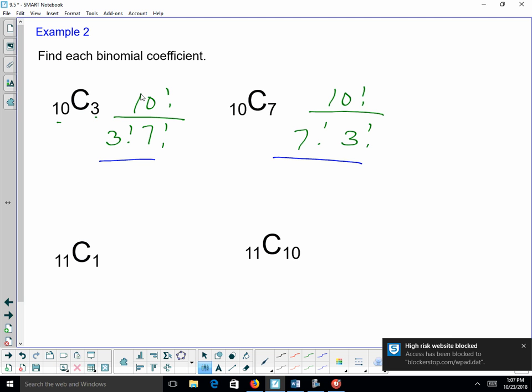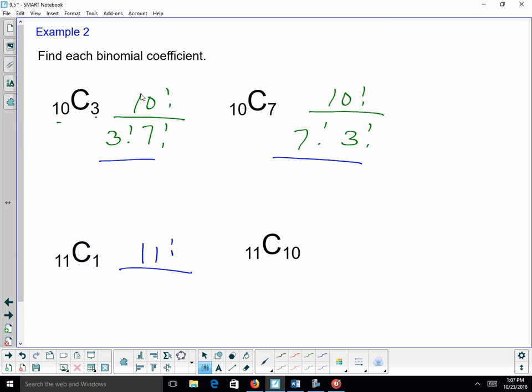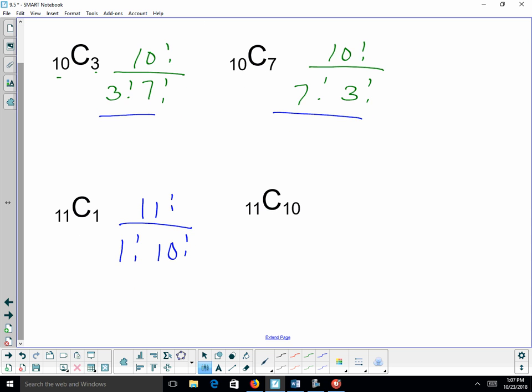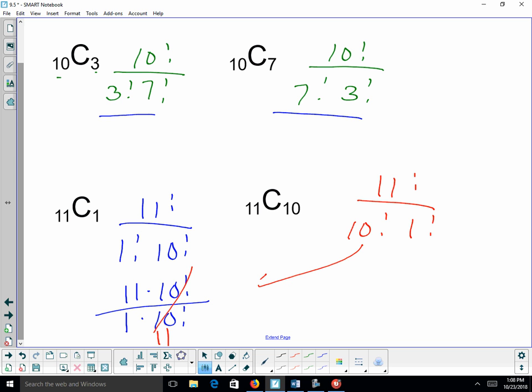If I have ones like this, 11 choose 1, this will be 1 factorial, 11 minus 1 is 10 factorial. So I'm going to have 11 times 10 factorial over 1 factorial, which is 1, times 10 factorial. The 10 factorials will simplify, and I'm left with just 11. And then going the same way, I should recognize that 11 minus 1 is 10. So this would be 11 factorial over 10 factorial, and then 11 minus 10 is 1 factorial. So it's going to be the exact same work, and I will end up with the answer 11.